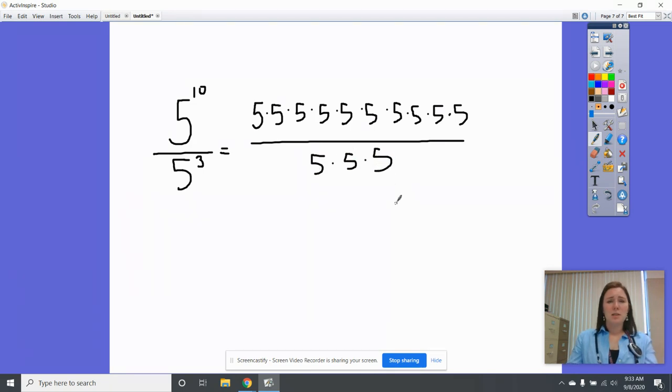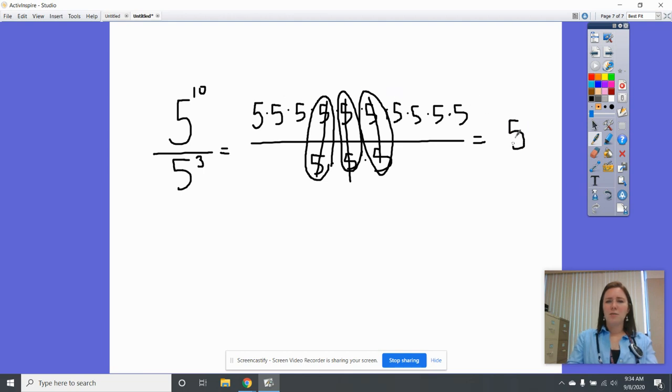Now, our question probably says simplify to a single exponent. So I could absolutely walk through this whole process. I'm going to cross off a couple of 5s, because remember, 5 divided by 5 is 1. Now, how many 5s are left? 1, 2, 3, 4, 5, 6, 7. So 5 to the power of 7. Because those were all on top, it just looks like a normal number. We have this invisible divided by 1 on the bottom, but it's invisible, so we don't need it.